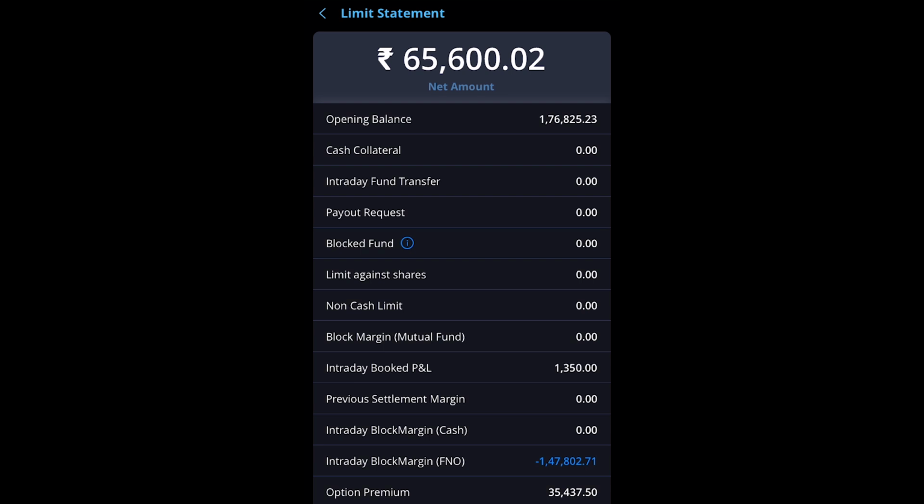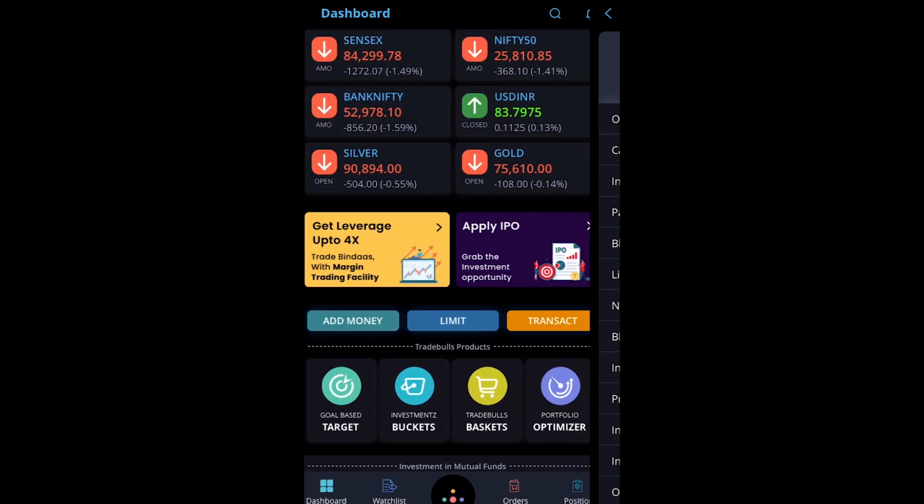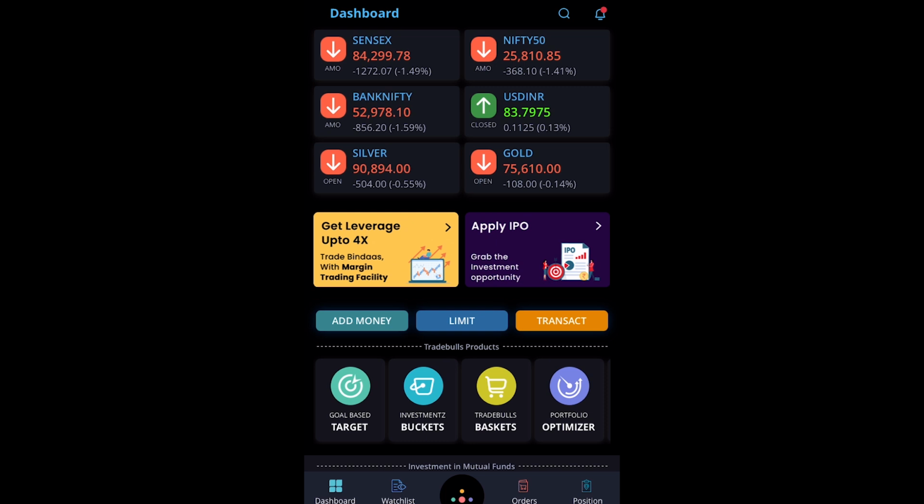1,76,825 was my balance. Now my blocked margin is 1,47,802. Still, the broker is allowing me to trade for 65,600. I can still trade for this much money, right? In 1,47,802, what I've done is I've sold a call and sold a put. So that's kind of hedging, which decreases the margin size, right?